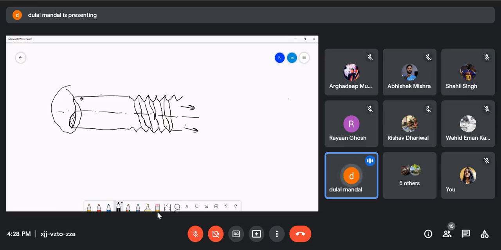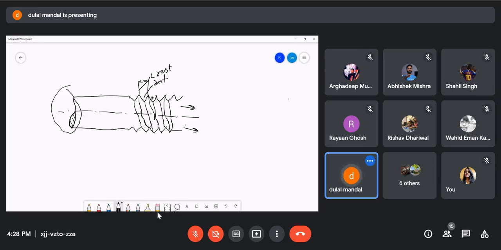Suppose consider a bolt that I'm going to draw. So this one, this is the crest, and this is the root. The distance between the two crests, that means from this to this, is known as the pitch. Okay, this is known as the pitch.